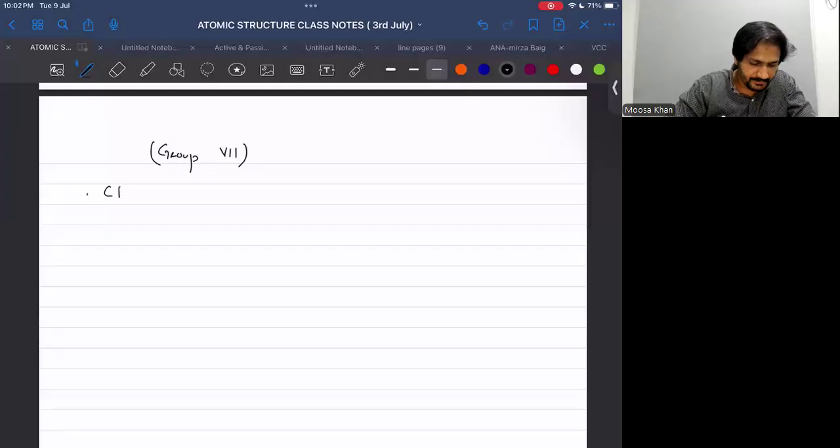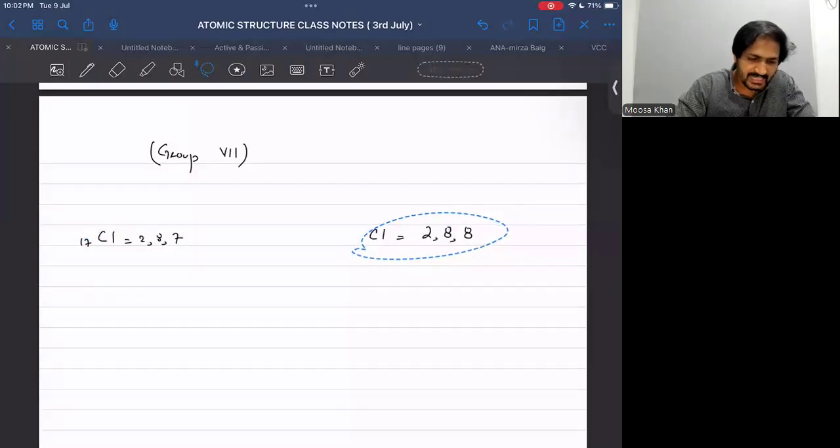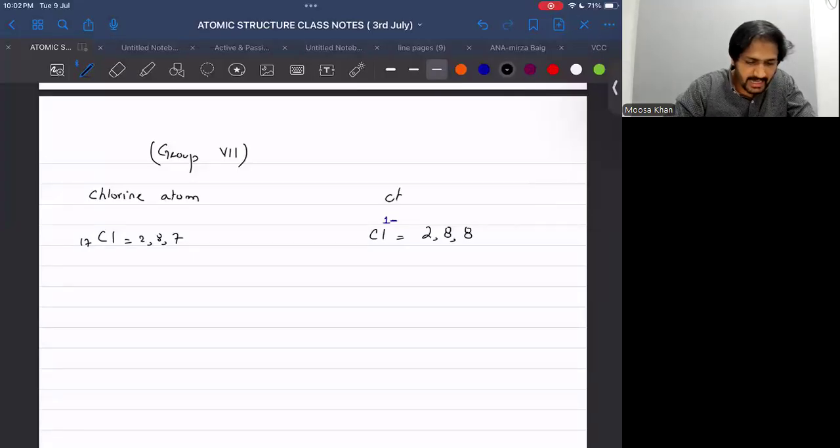So chlorine atom is 2,8,7. It has to gain 1 electron to complete its octet. इस पे चार्ज आ जाएगा -1. -1, you are not supposed to write 1 with it, but let's say if you write 1, it's okay, चल जाएगा, गलत नहीं है. So a chlorine atom becomes chloride ion with IDE in the end.